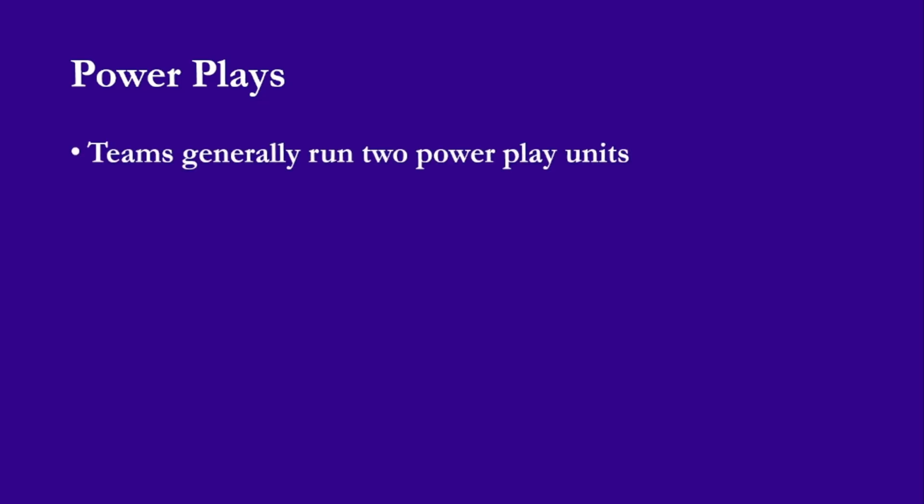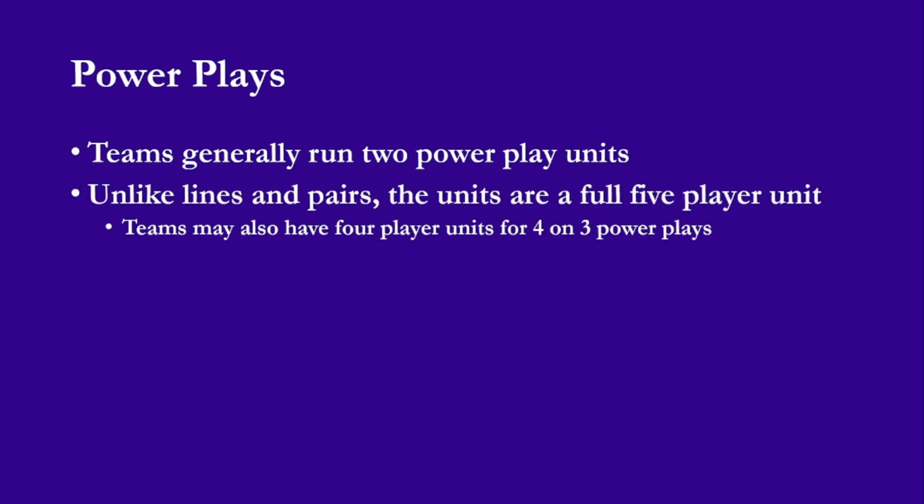Now on to the special teams. I'll start with the power plays. Teams generally run 2 power play units. In like lines, those are not set in stone, and any skater on the active roster can be on the power play. Unlike the lines and pairs, these are not separated by forwards and defense. They are all full 5-player units, or 4-player units if there's a 4-on-3 power play.